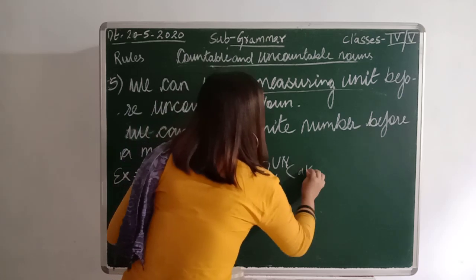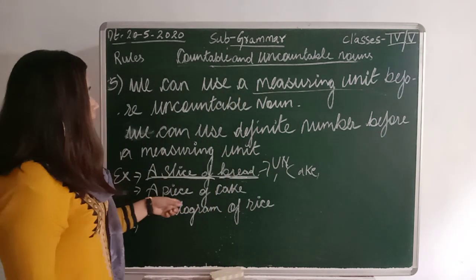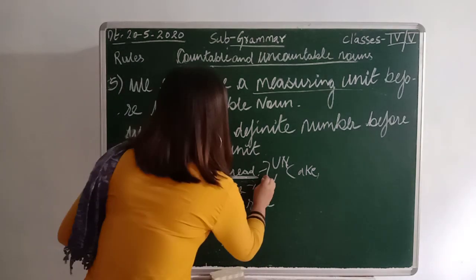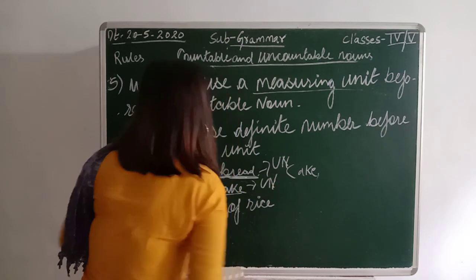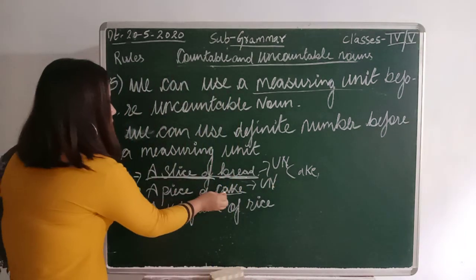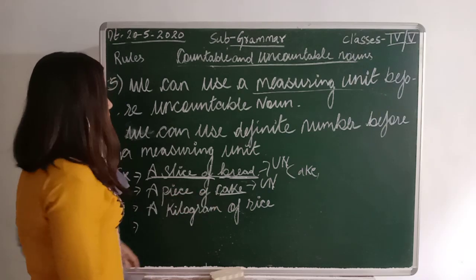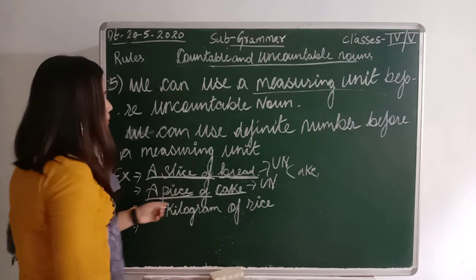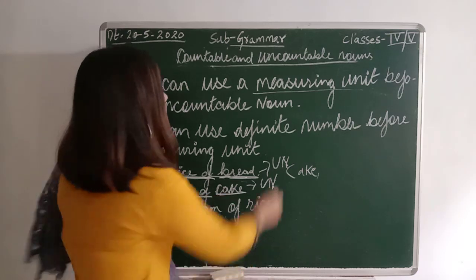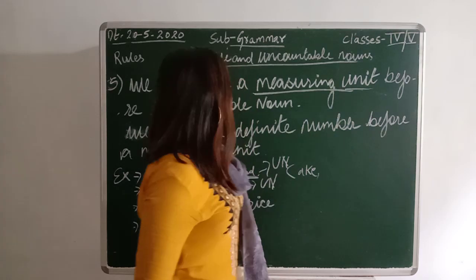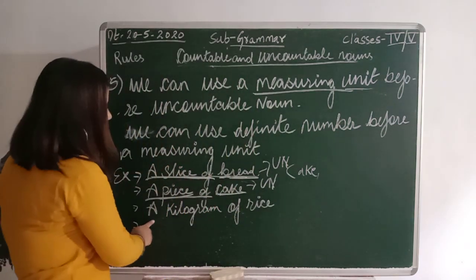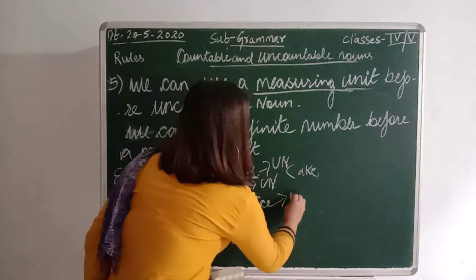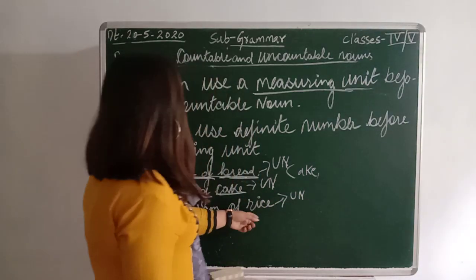Cake. So a piece of cake. So cake is also uncountable. But if you want to have a piece of cake, then we have to add a piece of cake. This measuring unit we have to write. So in the next example, a kilogram of rice. So we cannot count rice. So it is an uncountable noun.